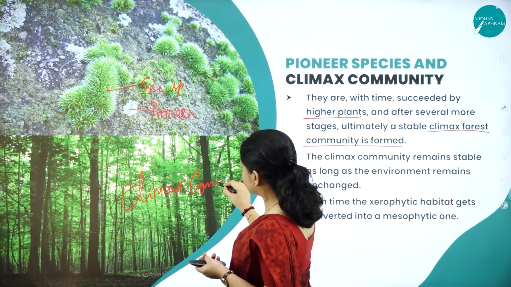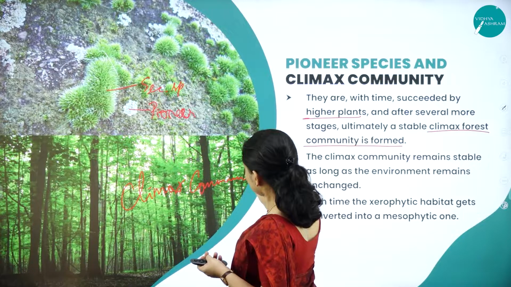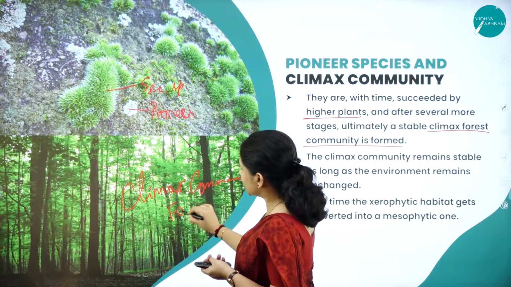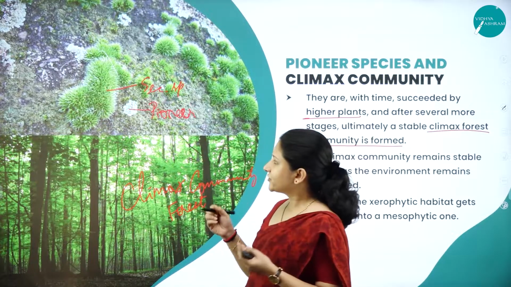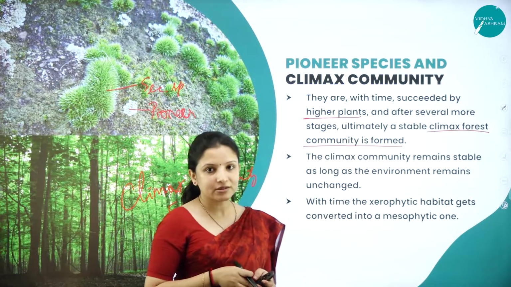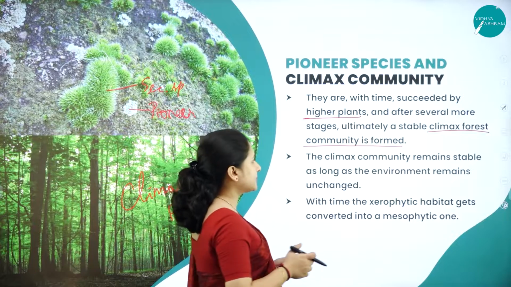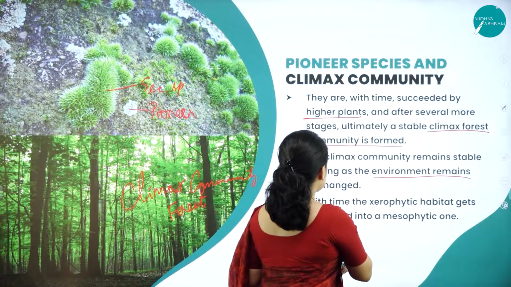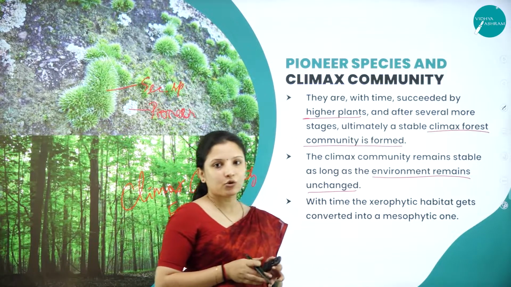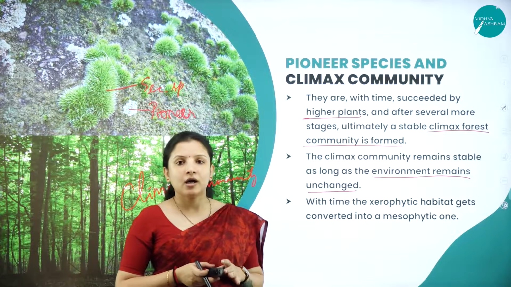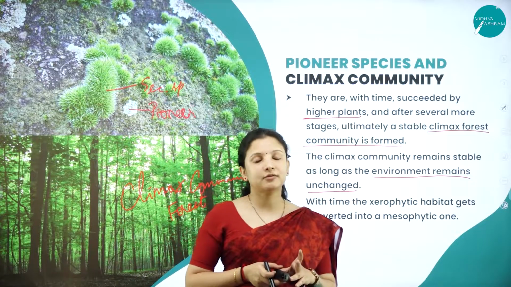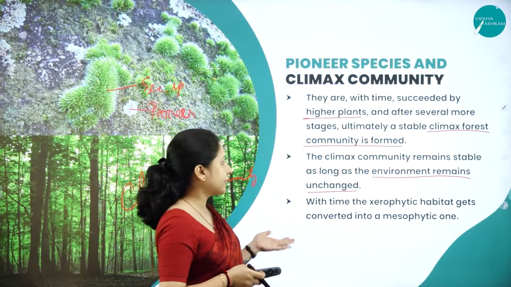It's a climax community. That is, a forest gets formed on just one piece of rock that was there. So the climax community remains stable as long as the environment remains unchanged. So it is quite a stable condition until human intervention occurs or the environment changes. So that is a climax community.